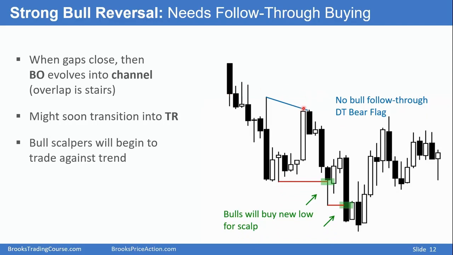Bulls are not going to buy up here at the top of a minor reversal. However, a strong enough minor reversal so that bulls are expecting the bear trend now, instead of being in a tight bear channel, to be in a broader bear channel, a stairs pattern, and they'll buy at a prior low and add on more lower, looking for at least a scalp.